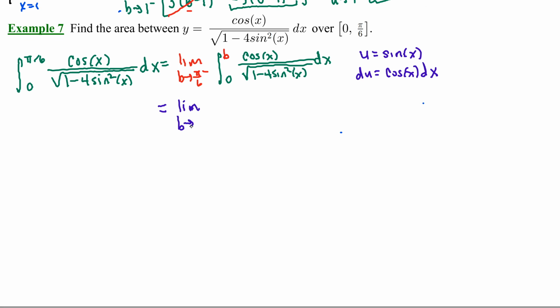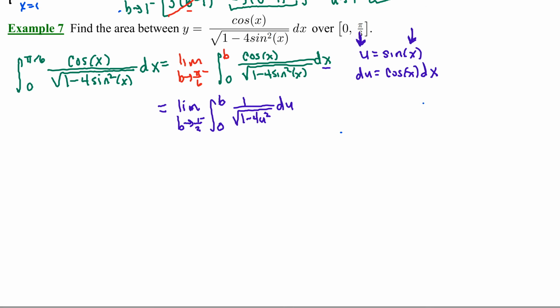Recall that pi over 6 was an x value. When x is pi over 6, u will be sine of pi over 6, and sine of pi over 6 is 1/2. So I need to change the value of this limit. We're going to let b approach 1/2 from the left. Similarly, when x is equal to 0, sine of 0 is 0, so my lower limit will stay 0. The integrand then becomes 1 over the square root of 1 minus 4u squared du.